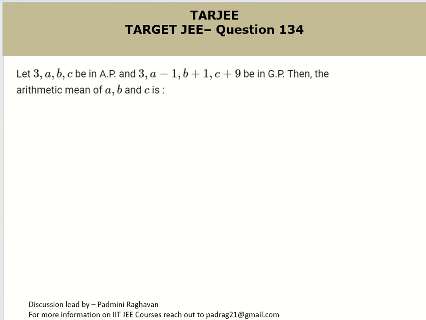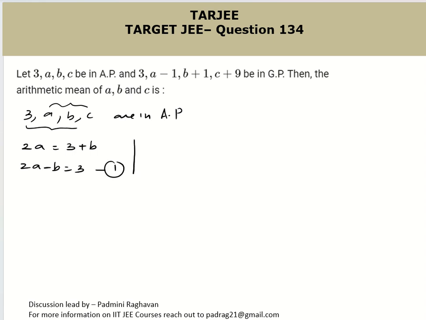3, a, b, c are in AP. If you get 4 terms in AP, the first 3 are in AP and the last 3 are also in AP. So I get the first relation as twice the middle term is equal to the sum of the first and the third. So that is nothing but 2a minus b is equal to 3. This is my equation 1. Similarly, the last 3 are in AP, so I get 2b is equal to a plus c. This is my equation 2.